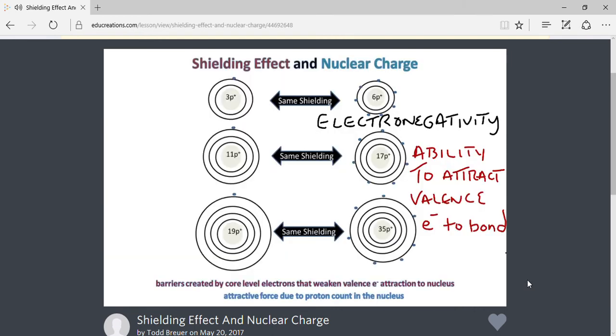Shielding and nuclear charge also affect another concept known as electronegativity, which might be thought of as the ability to attract valence electrons into chemical bonds. This ability to attract is affected once again by the size of atoms created due to the shielding effect and nuclear charge. Recall that nonmetal elements tend to attract valence electrons to form chemical bonds. Let us compare the nonmetal elements of fluorine, chlorine, and bromine.